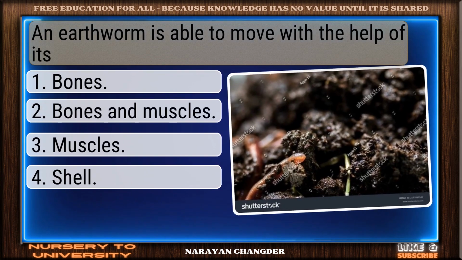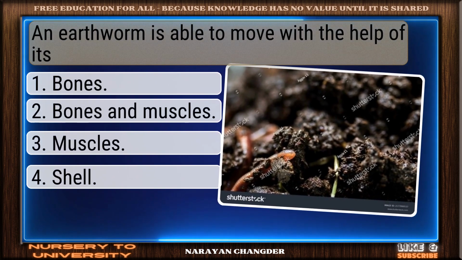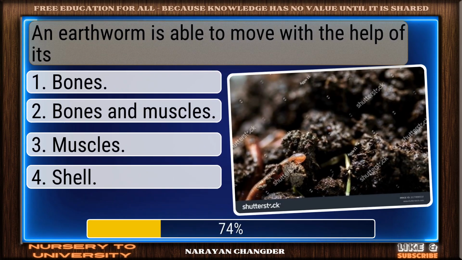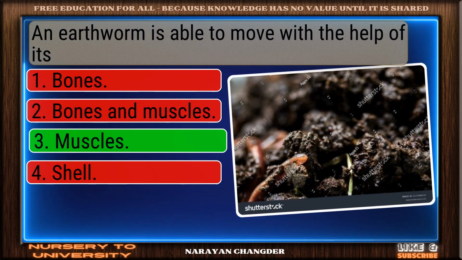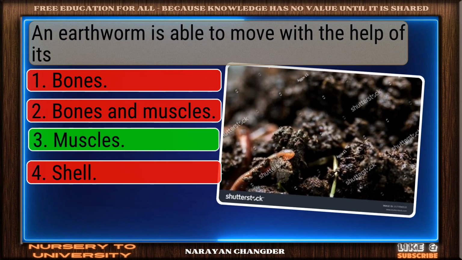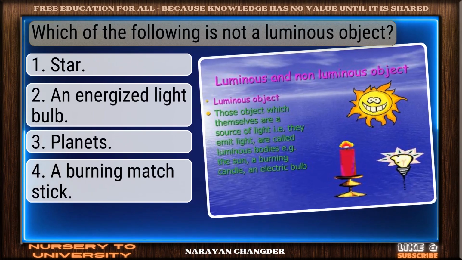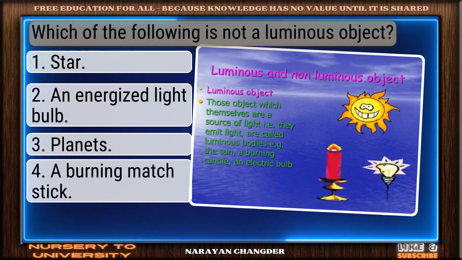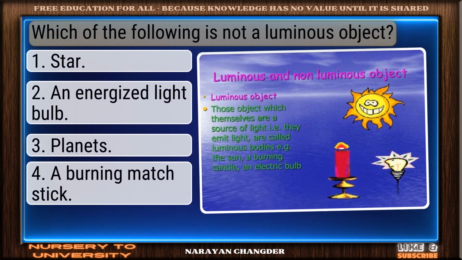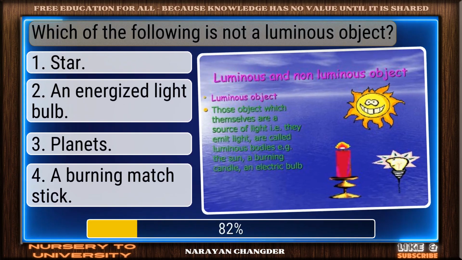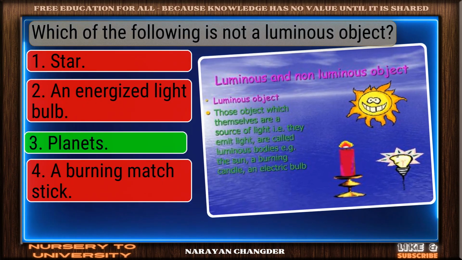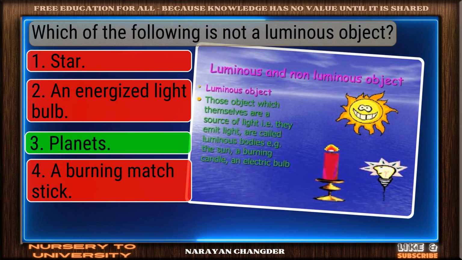An earthworm is able to move with the help of its? Excellent. Muscles is a brilliant choice. Which of the following is not a luminous object? Well done. Planets is the right choice.